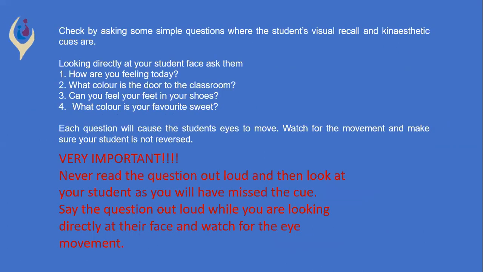To test that, you're going to check by asking some simple questions. So you want to find out where your students' visual recall and kinesthetic cues are. When you're looking directly at the face of your student, you would ask them, how are you feeling today? You should see their eyes drop to the bottom left-hand side because this is accessing a feeling. You might ask them, what color is the door to the classroom? And you will see their eyes go up and to the right-hand side as you're looking at them. Again, this would be their visual recall.